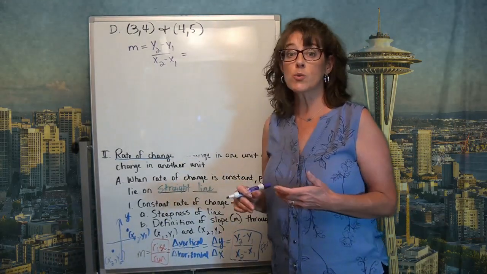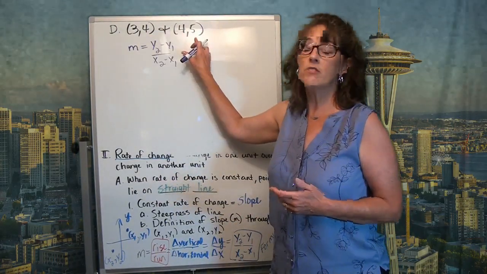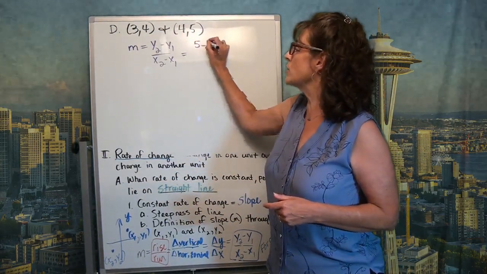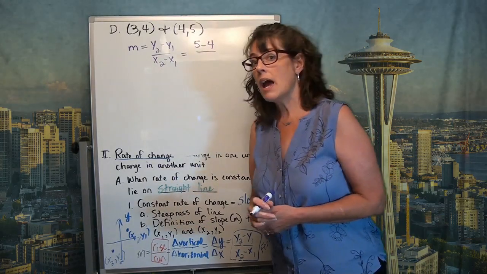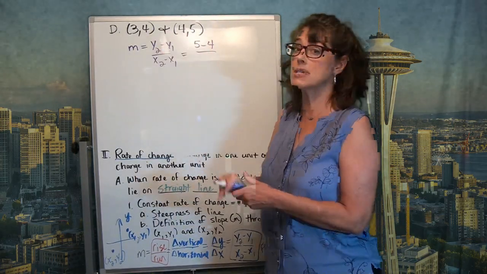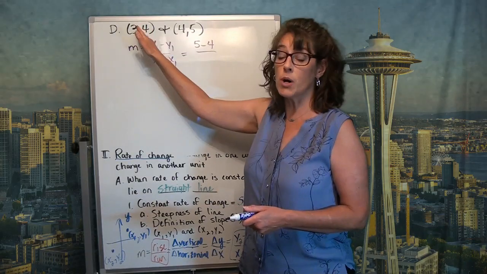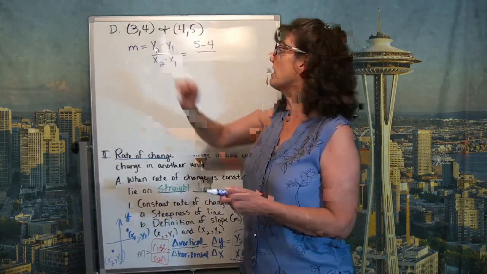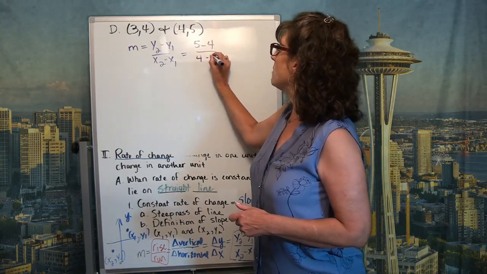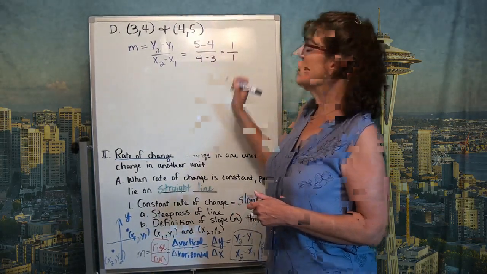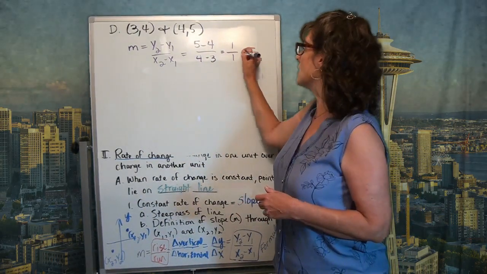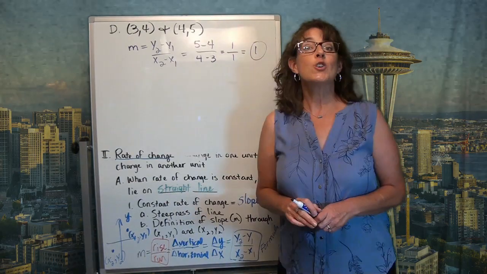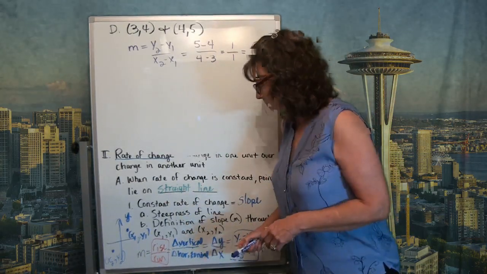Now when I subtract those y's, I could do 4 minus 5. I'd rather do 5 minus 4, which is what most people want to do. And then I'm going to do 4 minus 3, because if I went this one minus this one, I have to go in the same order on the denominator. 4 minus 3. So 5 minus 4 is 1, 4 minus 3 is 1, and 1 over 1 gives me a 1. So there is my slope for that one.